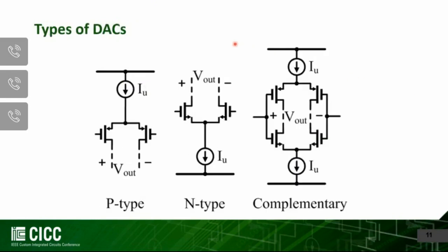While we have seen some examples of P-type DACs sourcing the output current to a ground load, N-type DACs are also very common. In this case, the output load hangs from VDD and the current is sunk by the DAC. Sigma Delta ADCs often use current steering DACs that have a complementary structure and can provide a bidirectional output current, as shown in this diagram over here.